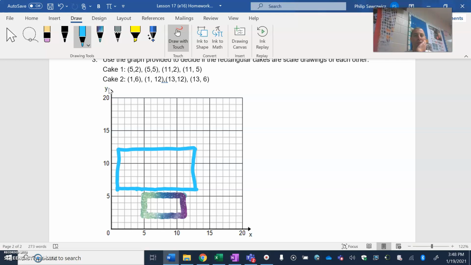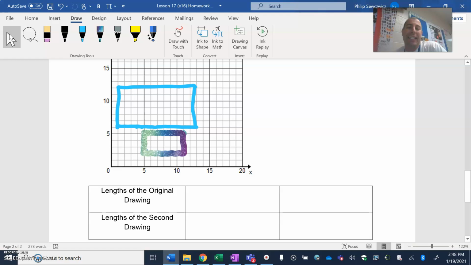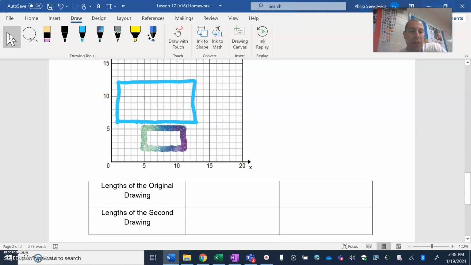So use the graph provided to decide if the rectangular cakes are scale drawings. Okay. So they're not just asking if it's an enlargement. They're not asking if it's some sort of reduction. They want to know if they're actual scale drawings. Now, I know they will be scale drawings if they end up being proportional.